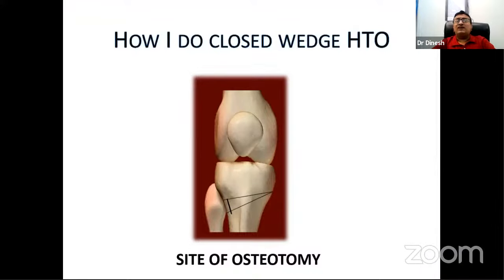Usually, how I do close wedge, my close wedge is not the regular Coventry osteotomy. It is at the level of the tibial tubercle, just below the attachment of the patellar tendon, and this is an oblique one.